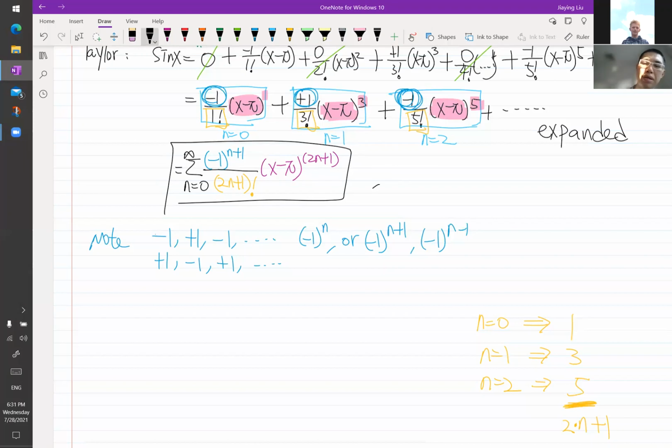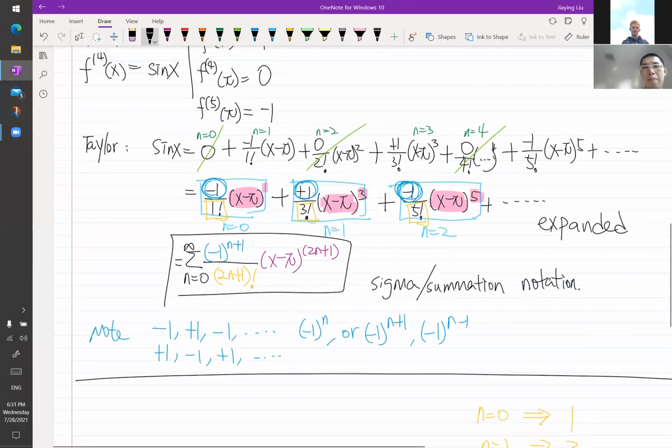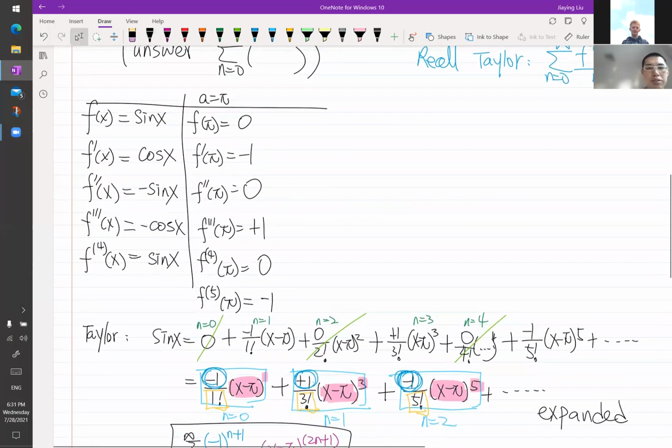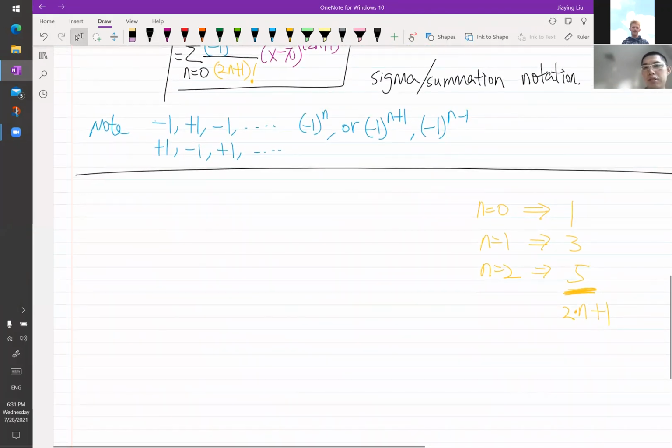This is the summation notation, or sigma notation. Any questions? I saw that one of your classmates, Sam, made a list, which is very helpful to keep it organized. So you can try to follow that. All right, so here's another question.